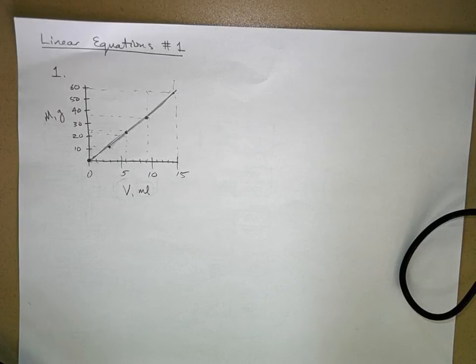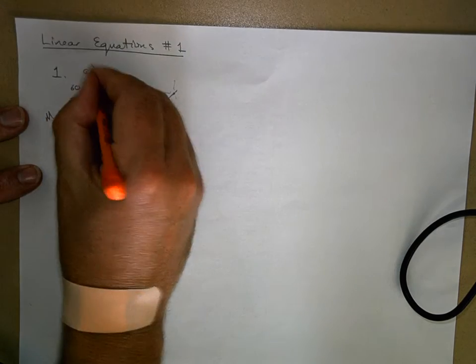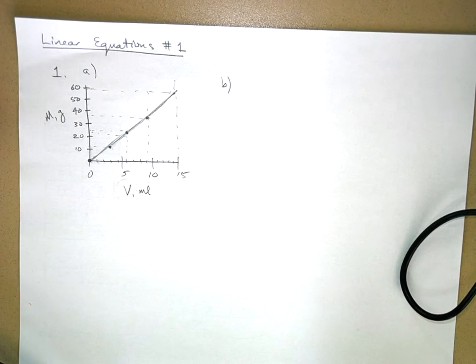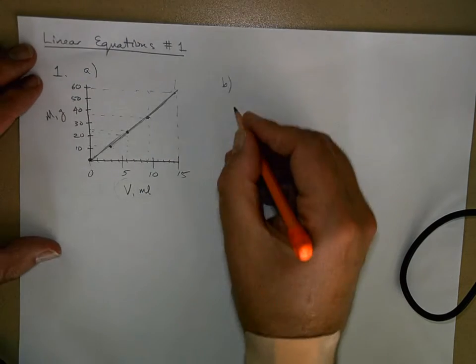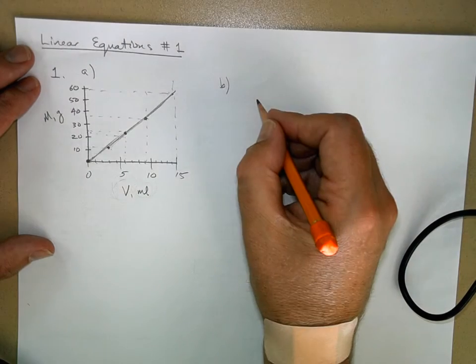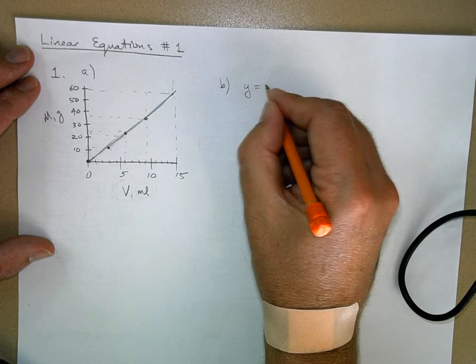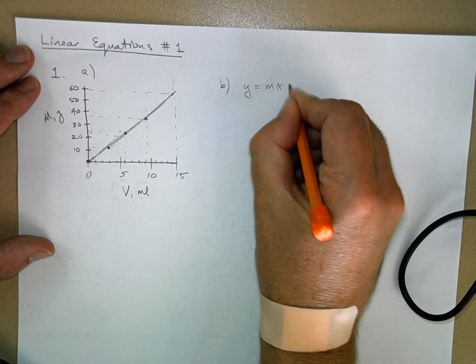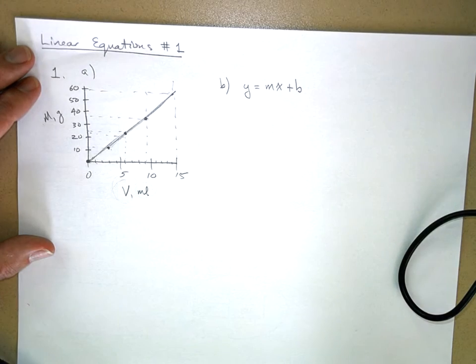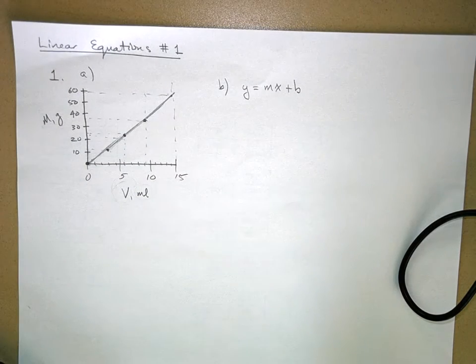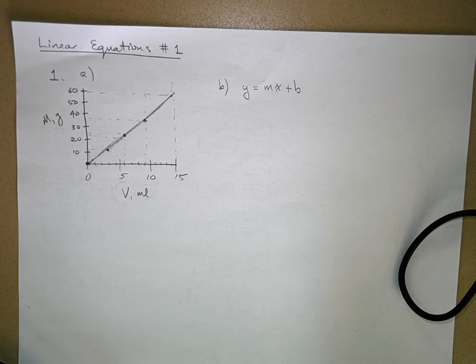It says draw a graph. First column is horizontal, second column is vertical. Okay, now B. So this is part A, and then B. What are we going to do? We're going to determine the equation that describes the line. So I like to, especially at the beginning, I like to do this. y equals mx plus b. So that's our crutch equation. That's where I always start. Okay, I'm going to write a linear equation here.